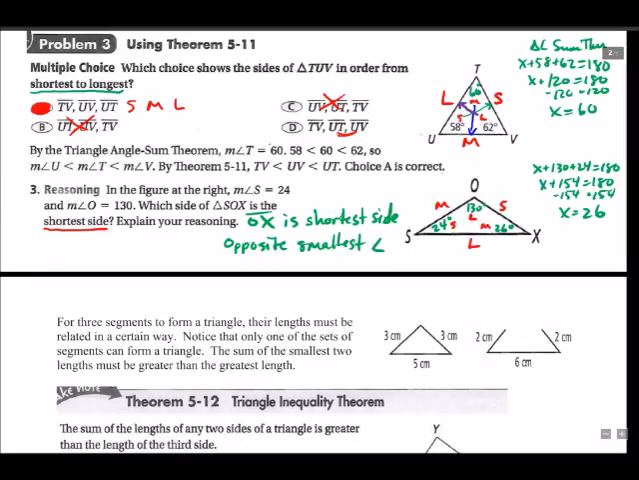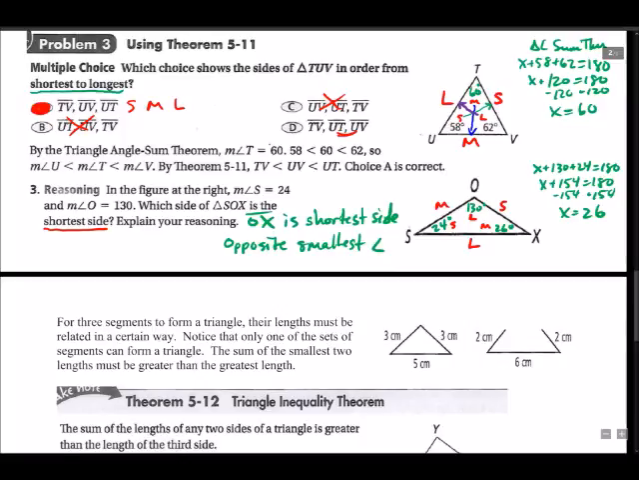We were given a triangle and given the measures of two angles. We used the triangle angle sum theorem to find the measure of the third angle, being 26 degrees here. Angle X measures 26 degrees. And we are asked what is the shortest side.